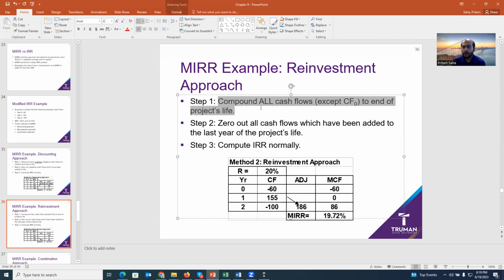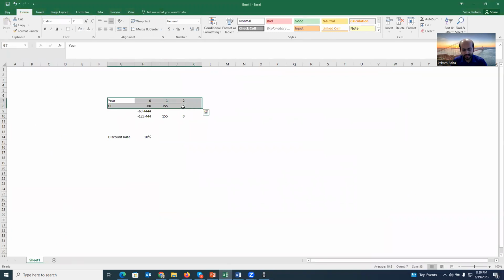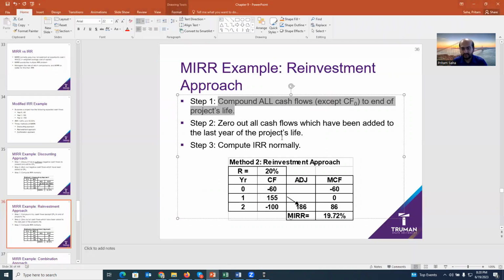Compounding approach: compound all cash flows to the project end, and those are basically inflows. Compound all cash flows to the end of the project life, and then zero out all the cash flows in the middle, right? So we use the same cash flows, with negative 100 here, okay? The discount rate is 20%. Go back to the definition: compound all cash flows except CF0 to the end of the project life.